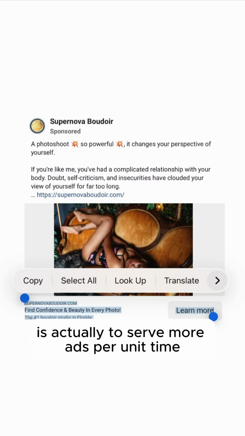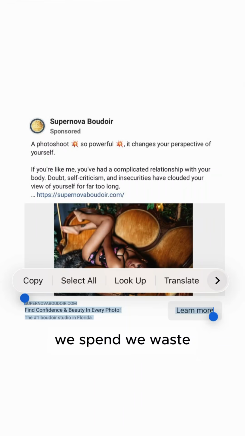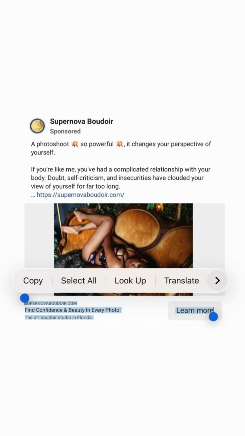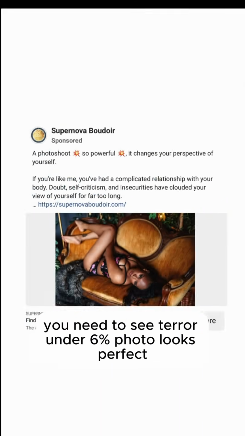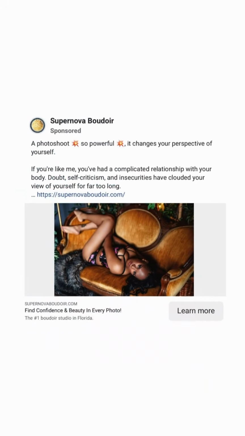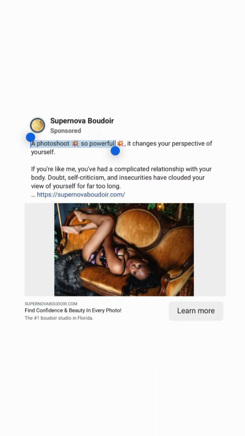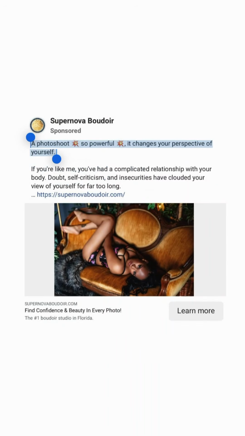Now, what Facebook gets is actually to serve more ads per unit time. So Facebook makes more money per unit time. We lose more money per unit time when we do this. And this is pulling our unique CTR under 6%. Photo looks perfect. Now, going up here. Photo shoot's so powerful, it changes your perspective of yourself.